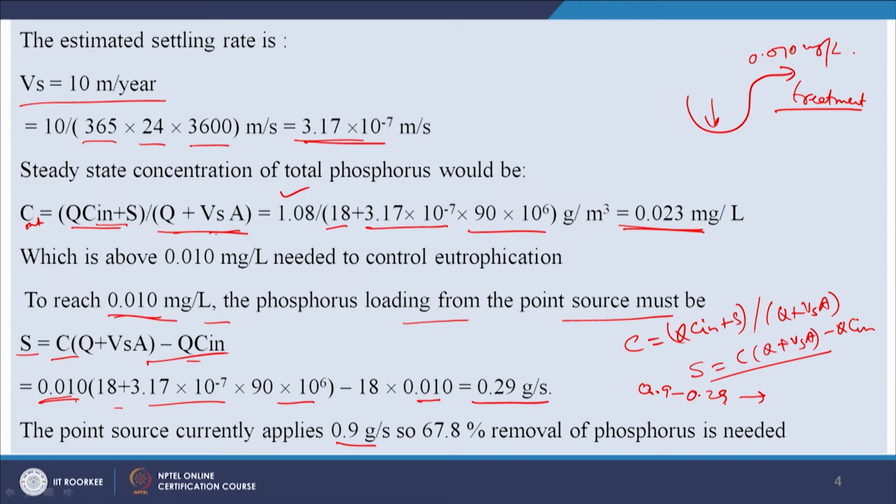Now, what will be the percentage then? If we get the percentage, it is converting to 67.8%. Okay. So, almost 3 times. So, you can get 0.9 minus 0.29 divided by 0.9 into 100. So, that we will get this 67.8%.